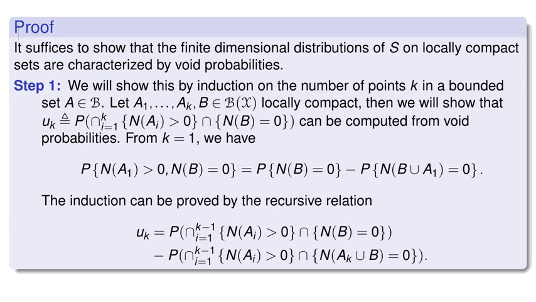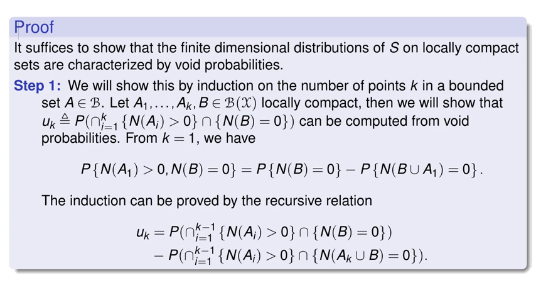Let's sketch the proof of Rényi's theorem. It suffices to show that the finite dimensional distributions of S on locally compact sets are characterized by these void probabilities. We'll proceed in steps. Step 1, we will show this by induction on the number of points k in a bounded set A, which is an element of ℬ.